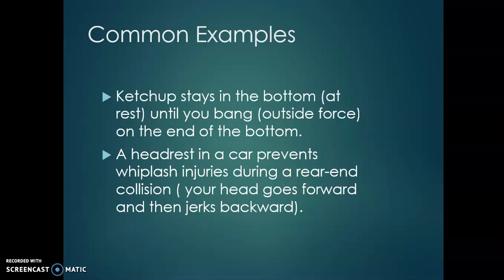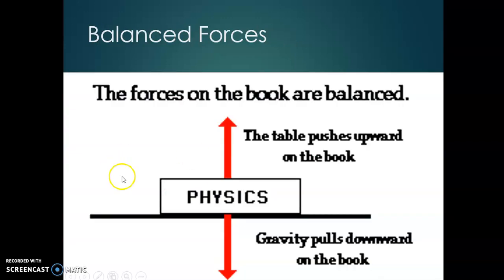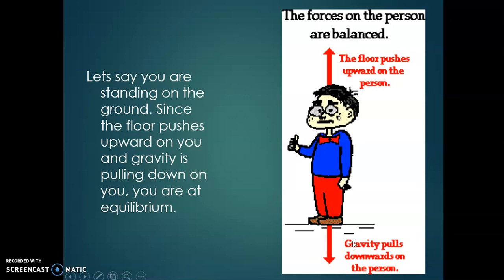These are the common examples. For example, the headrest in a car prevents whiplash injuries during a rear-end collision. Your head goes forward and then jerks backward. According to physics, the forces on the book are balanced. This is because the table pushes upward on the book, whereas gravity pulls downward on the book. The same applies when a person stands. The floor pushes upward on the person, whereas gravity pulls downward on the person, which puts the person in an equilibrium state.